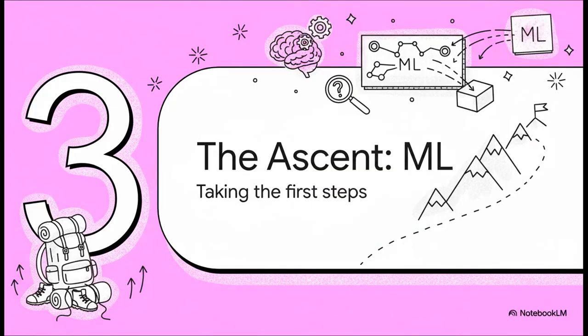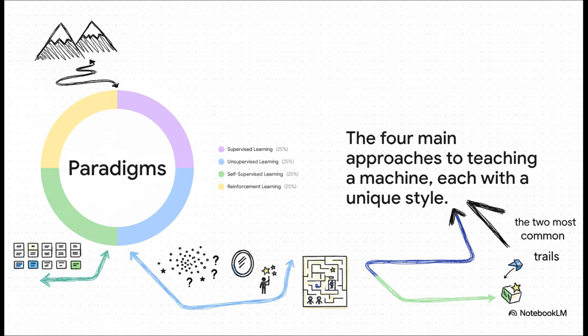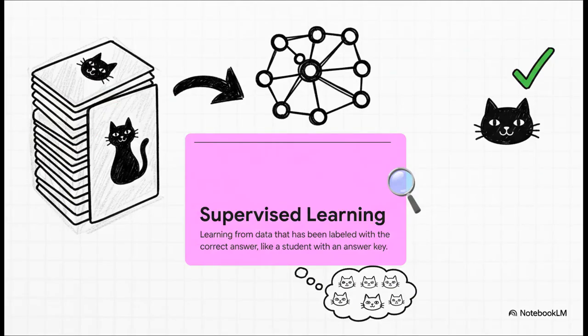All right, our bags are packed, our gear is checked. It is time to start the real ascent. We're officially leaving base camp and taking our first major steps up into the world of machine learning. As we start to climb, you'll see there are a few different ways to teach a machine. These are the main paradigms or approaches: supervised, unsupervised, self-supervised, and reinforcement learning. They're all fascinating, but for now, we're going to focus on the two main trails you'll take early on in your journey. Supervised learning is by far the most common path.